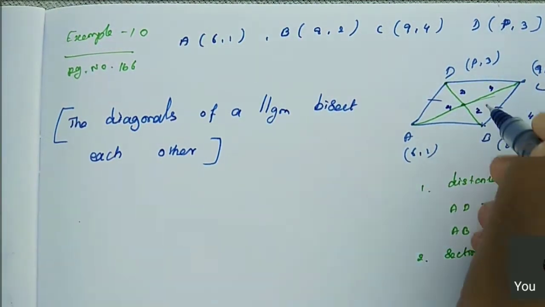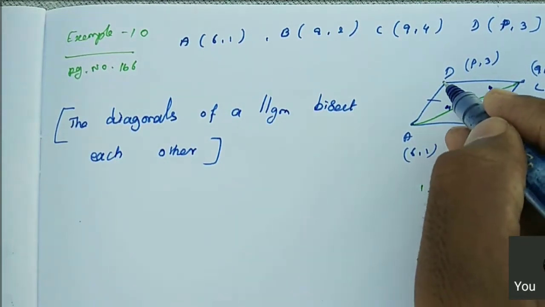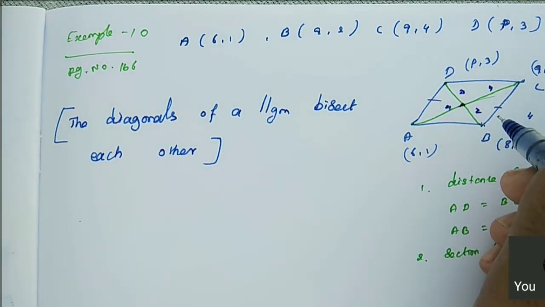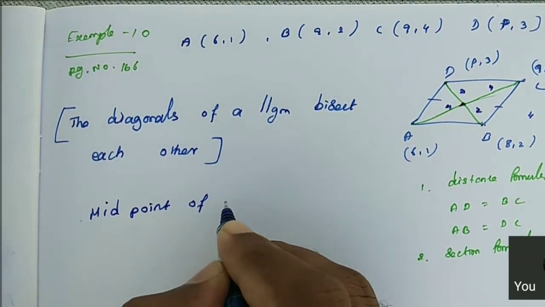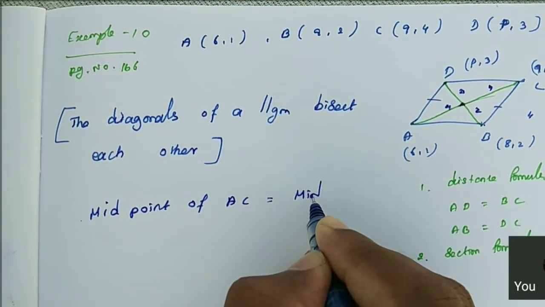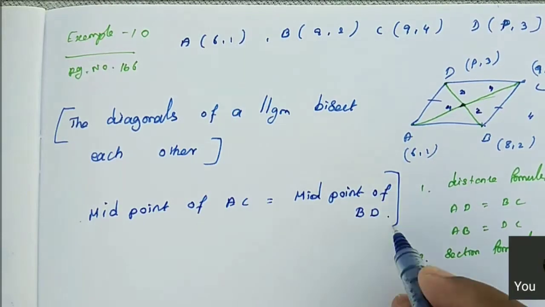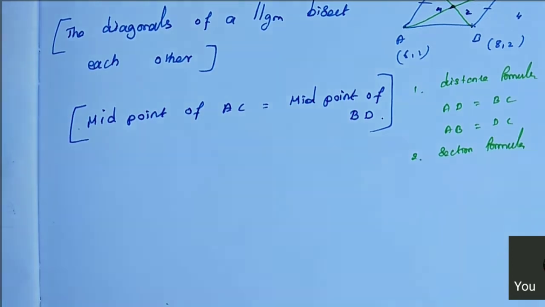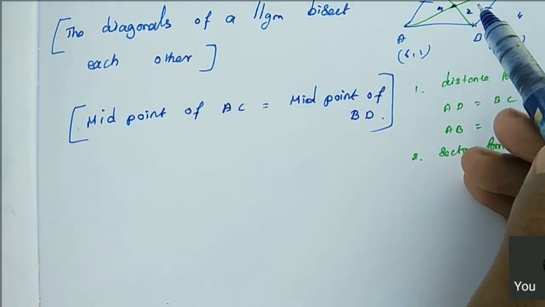So the midpoint of BD and the midpoint of AC are the same, because the diagonals intersect each other. So we can write that the midpoint of AC is equal to the midpoint of BD. Any doubt? Right, because the diagonals are bisecting each other.